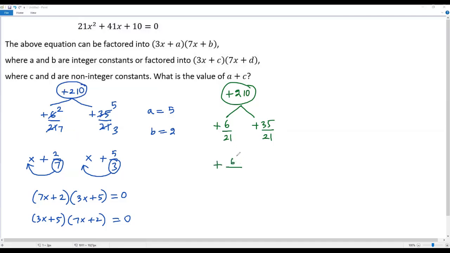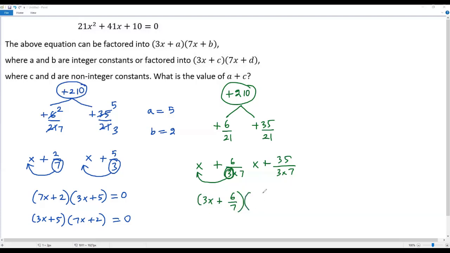Positive 6 over, so I'm going to write this 21 as 3 times 7, and positive 35 over this 21 also can be written as 3 times 7, because 3 times 7 equals 21. Okay, now I'm taking x here and x here. To get the first factor for the given quadratic equation, I just move this 3 alone as a coefficient of x. Then I'm getting 3x positive 6 over 7. Again, I should not write 3 over here because the 3 over here is moved as a coefficient of x here. So I got the first factor of the given quadratic equation.